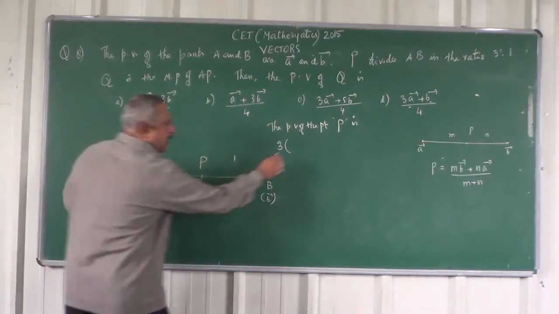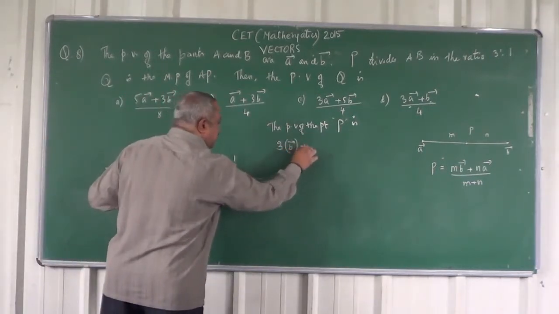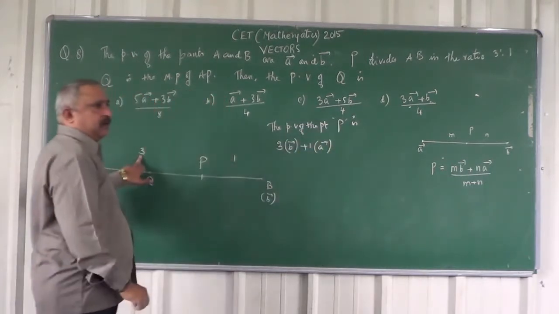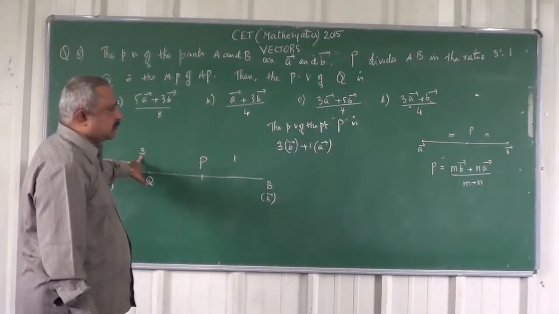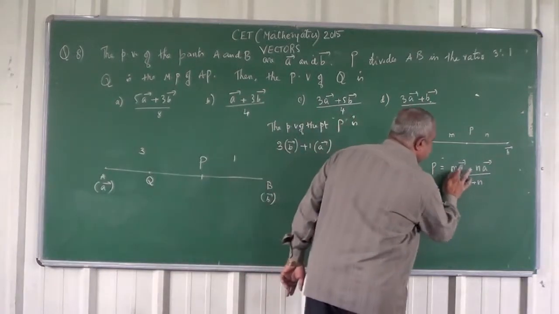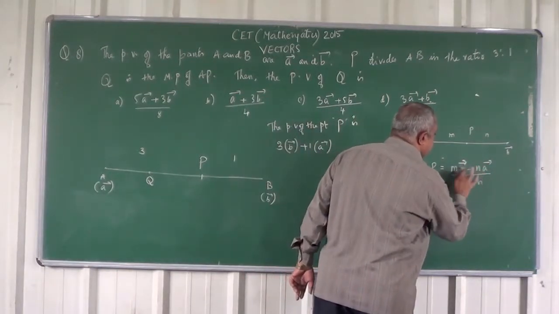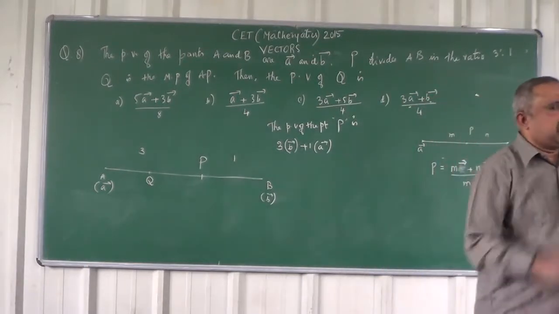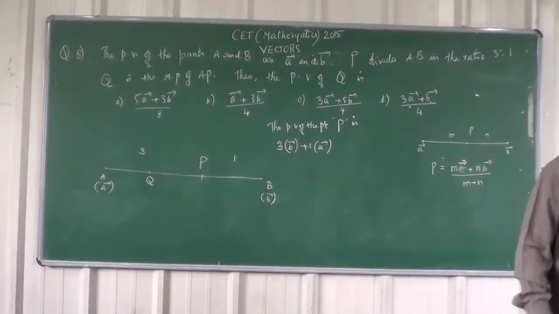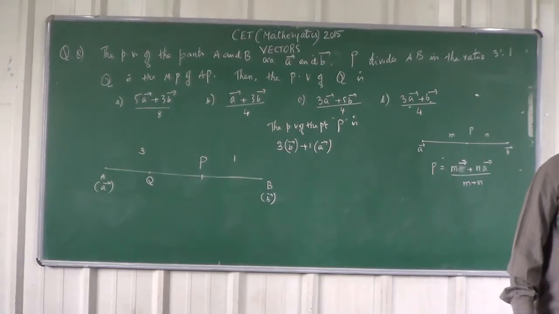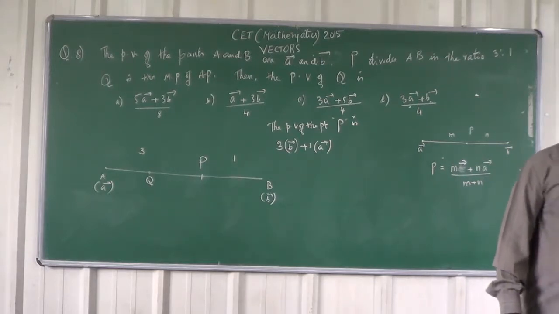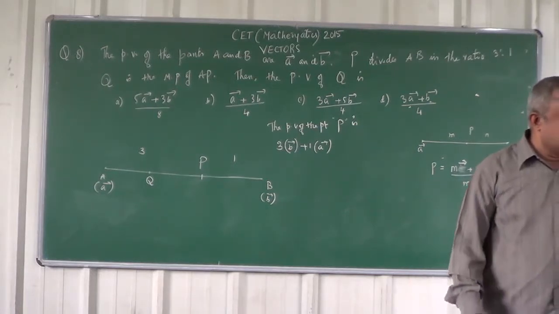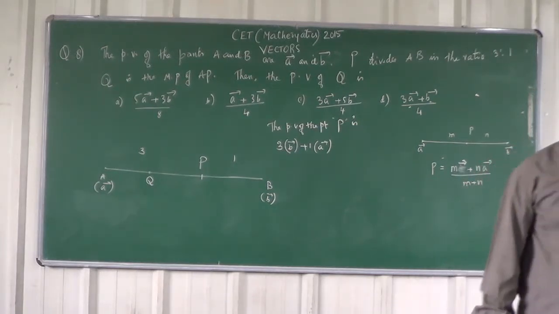3 into vector B plus 1 into... No sir, M vector B is there. The formula is M into vector B plus N into vector A divided by M plus N. That's correct. What is the confusion now?